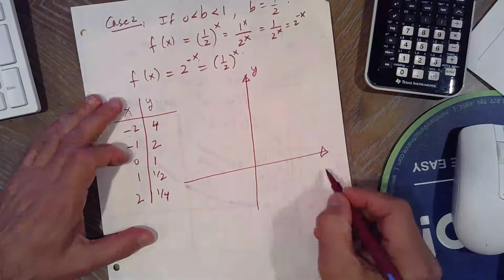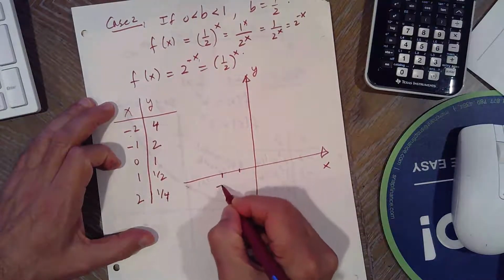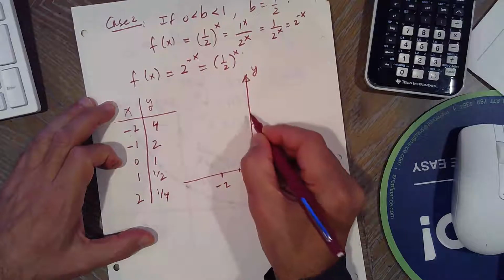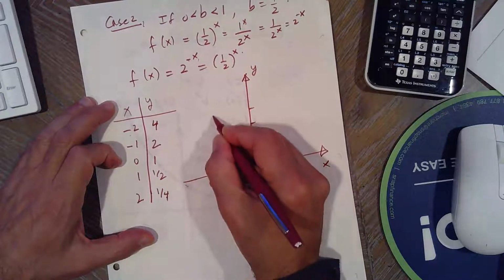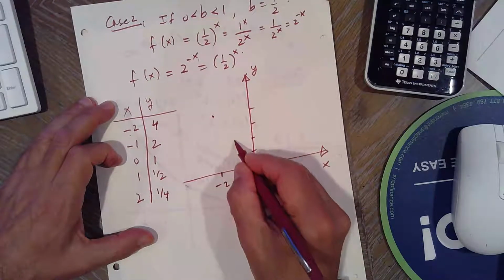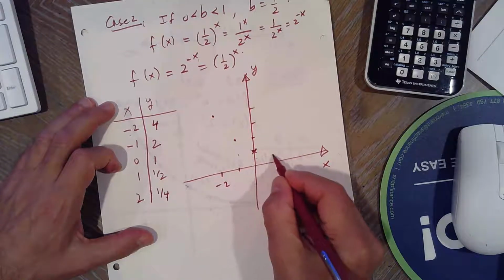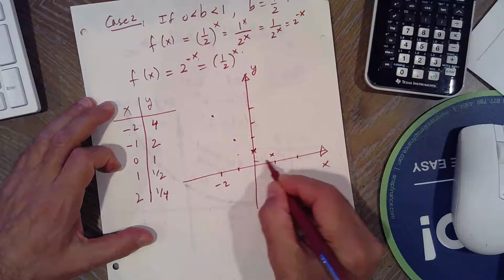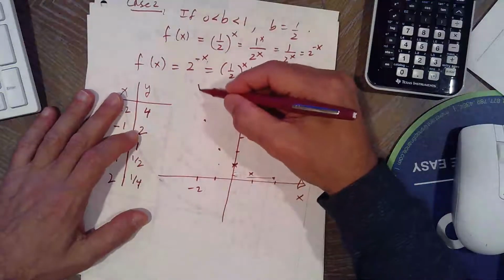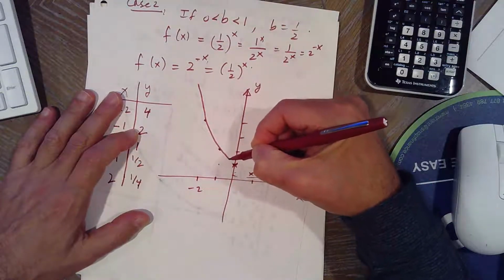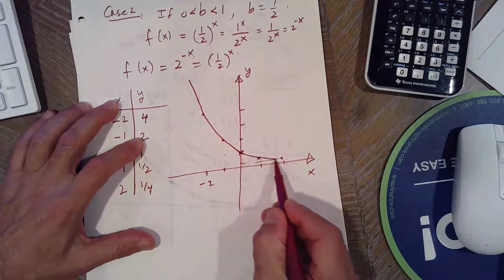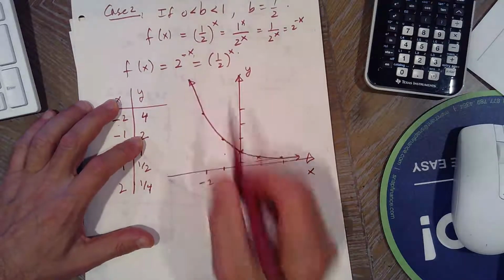So y, x: negative 2, 1, 2, 3, 4; negative 1, 2, 0, 1, 1/2, 2, a quarter. So you can see how it's going down. As we look at it from left to right, it's an example of exponential decay.